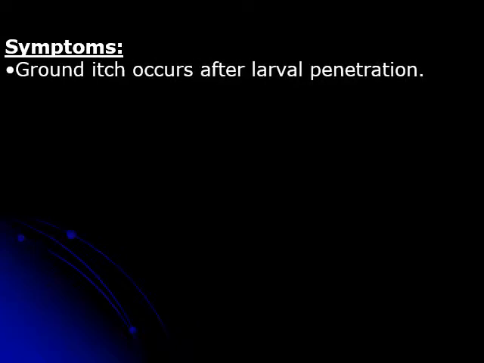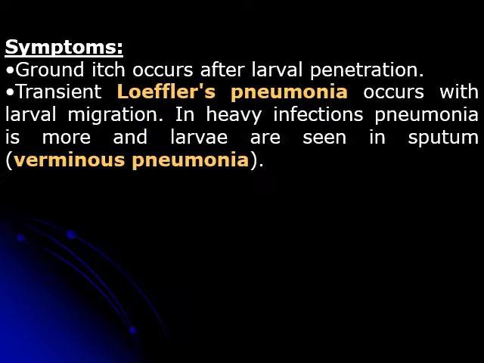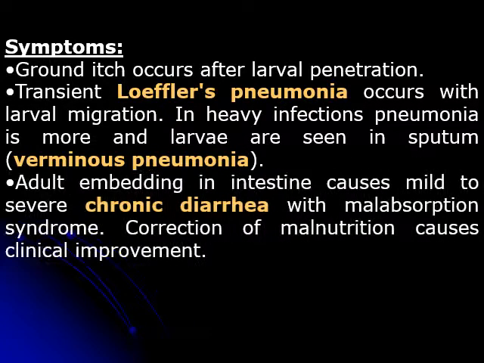Now we come to the symptoms of Strongyloides stercoralis disease. First, we have ground itch. Ground itch occurs after larval penetration, and as we said before, it is more prominent in Strongyloides than in case of ankylostoma. Transient Loeffler's pneumonia occurs in larval migration, and in heavy infection the pneumonia is more, and larvae are seen in the blood-tinged sputum, what we call verminous pneumonia.